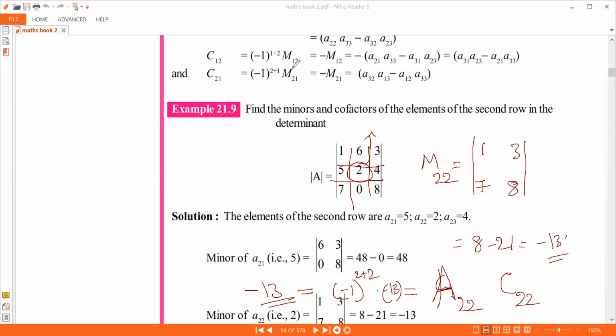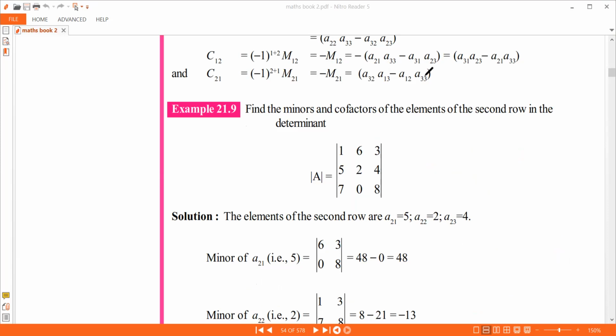Why did we have to study this? Why do we have to study these minors and cofactors? Yesterday I was telling you about the adjoint, no? Adjoint A. Prior to that, we calculated something called the cofactor matrix of A. And then for the cofactor matrix, you take the transpose to get the adjoint, right? That is what the cofactors are actually for.